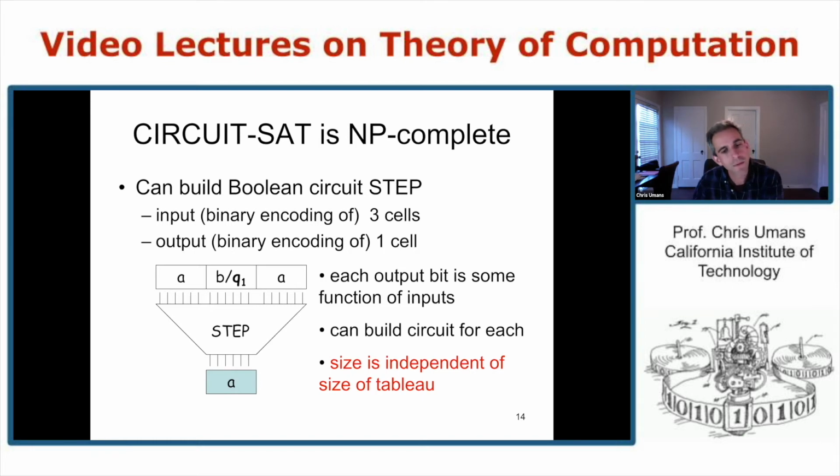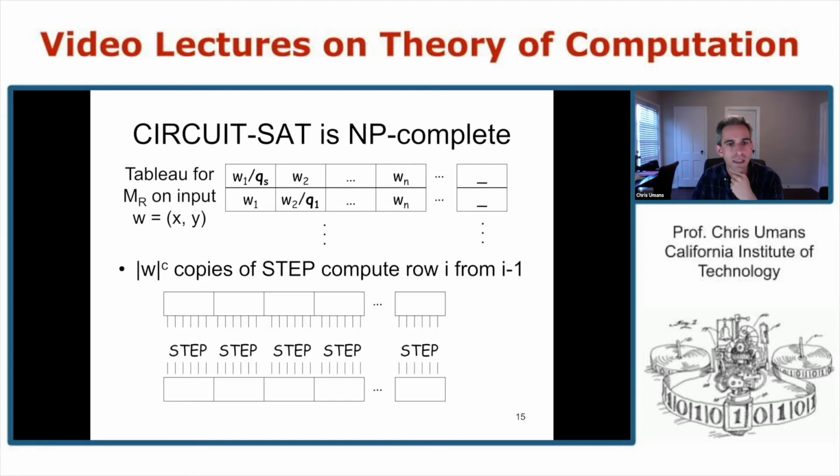So now that we have a little circuit that produces the element of the square of the tableau in the next row, we can just put them side by side to compute an entire next row of the tableau from the row previous. If you remember, the tableau we're thinking about, which is the machine M sub r on input W, had width at most the size of W to the C. So if we put a whole bunch of copies of the step function next to each other, then we can compute the entirety of a row of the tableau from the previous row.